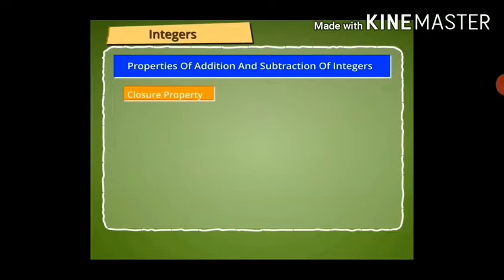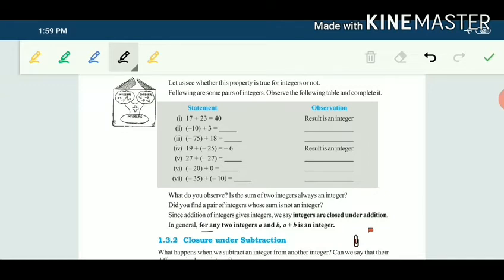Closure property. As we know, 12 plus (-15) is equal to -3. That is an integer. So the sum of any two integers is an integer. For any two integers a and b, a + b is also an integer. It means the sum of the integers is always an integer. This is the closure property under addition.